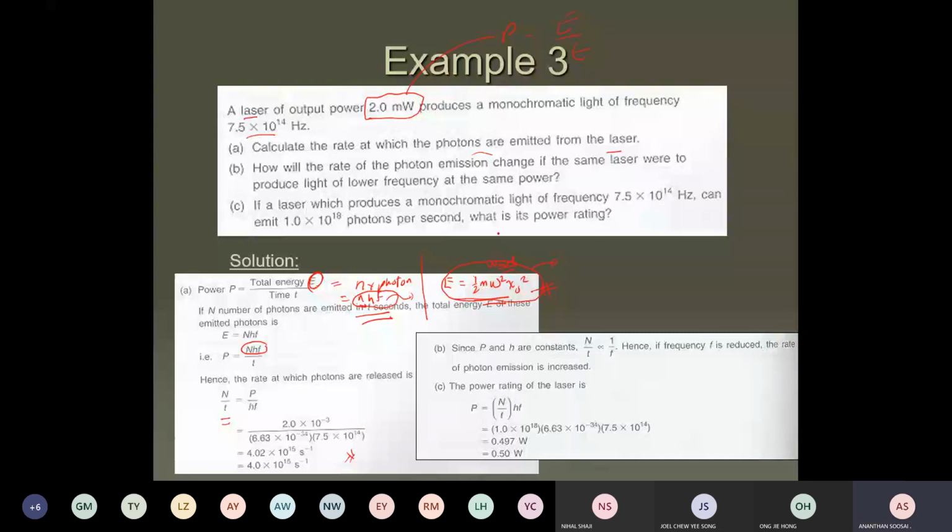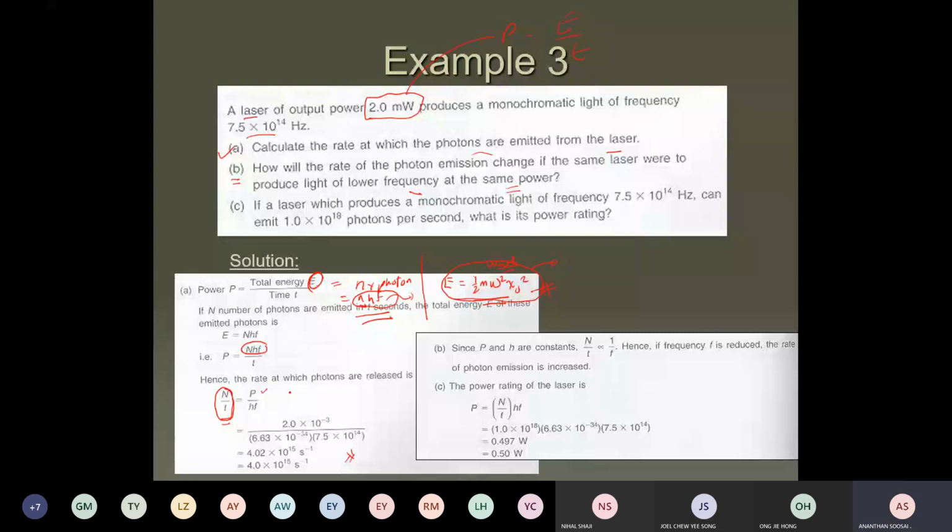Okay, so we're done with part A. Part B: how will the rate of photon emission change if the same laser were to produce light of lower frequency at the same power? Try to understand the question. How will the rate of photon emission change? That means they're asking what will happen to the N over t value. The power is the same, but the frequency is lower.